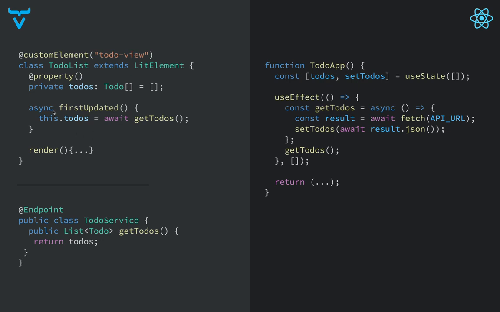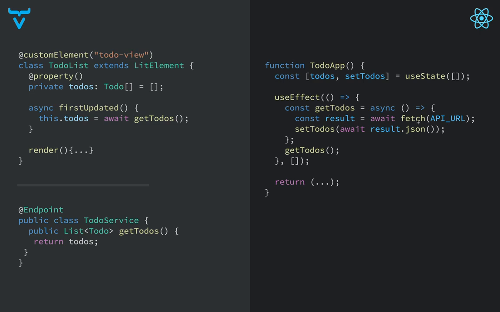And here I'm hooking in to the lifecycle of LitElement. So after the first update, I call getToDos, which is exported by Vaadin. So I'm calling this method essentially, and I'm getting then a list of to-dos here. And once I set those, the render will show those.